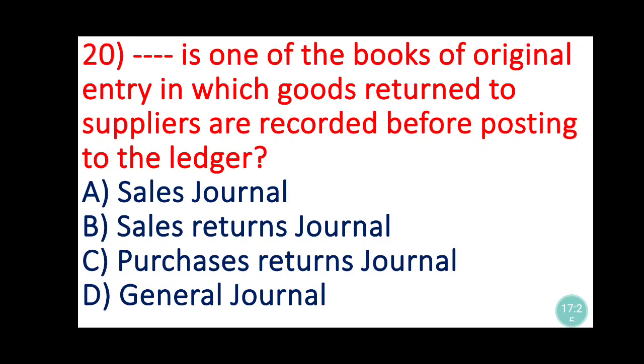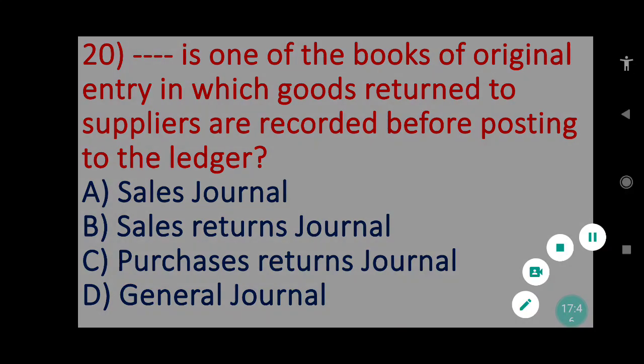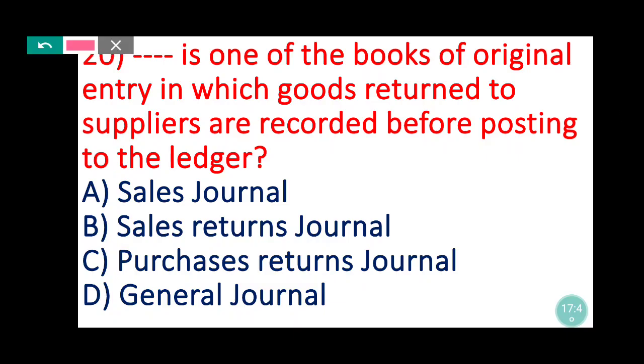20th one, dash is one of the books of original entry in which goods returned to suppliers are recorded before posting to the ledger. See, supplier means from whom you are buying or purchasing goods. So when goods are returned to supplier, they are first recorded in purchase return journal before entering into ledger.